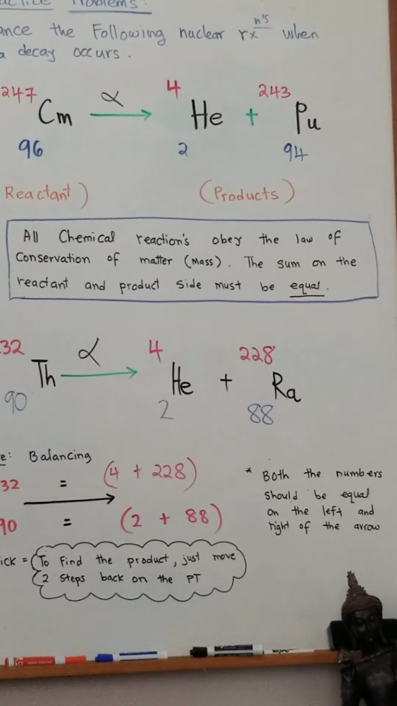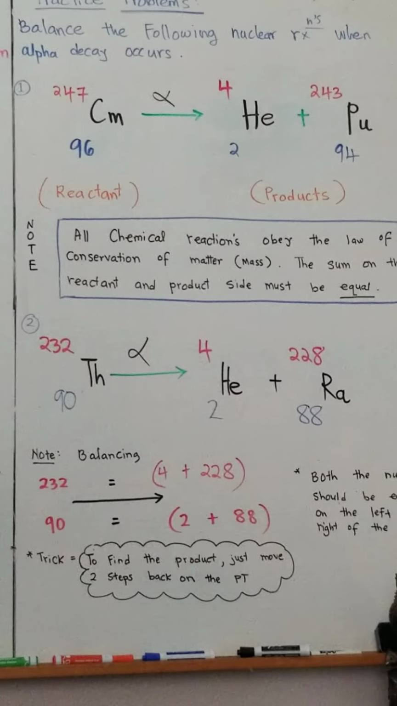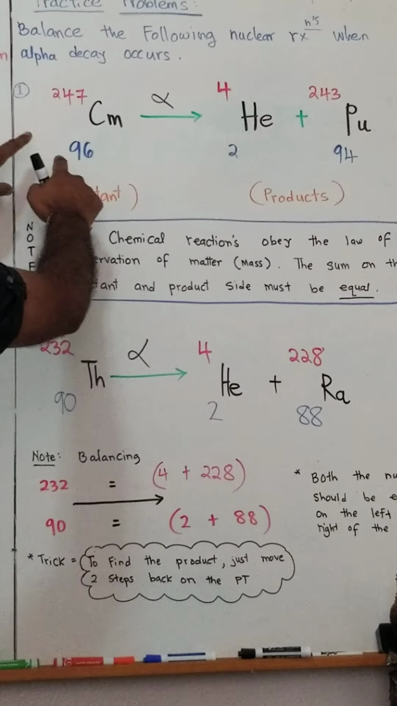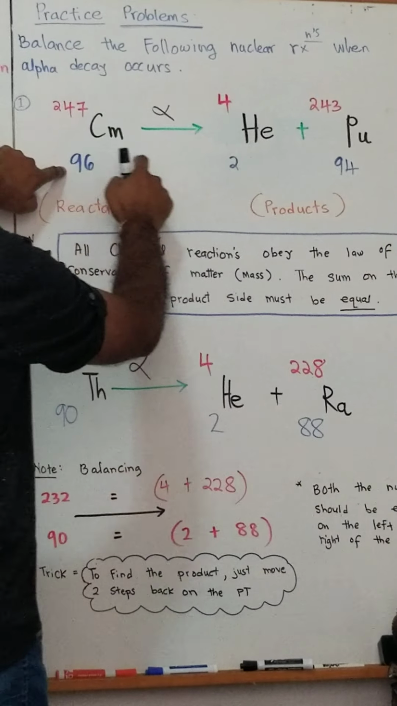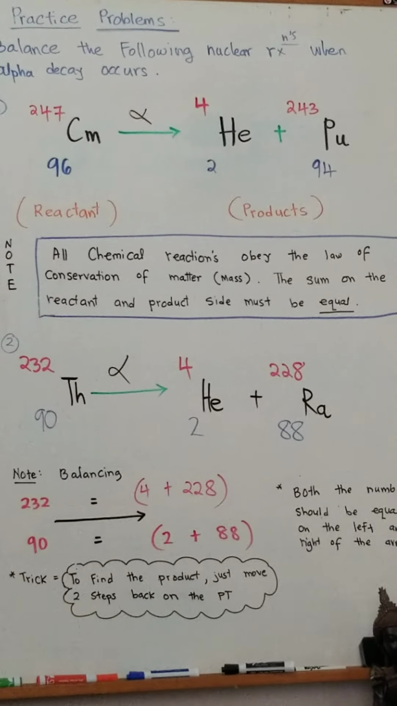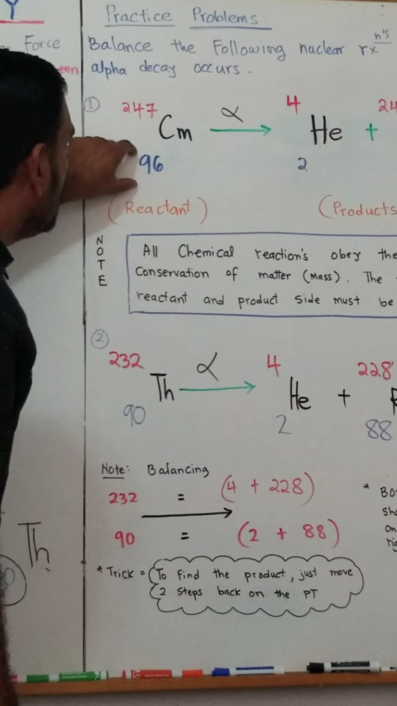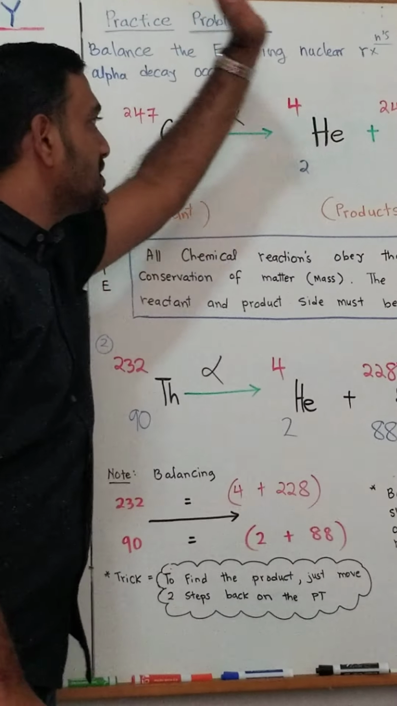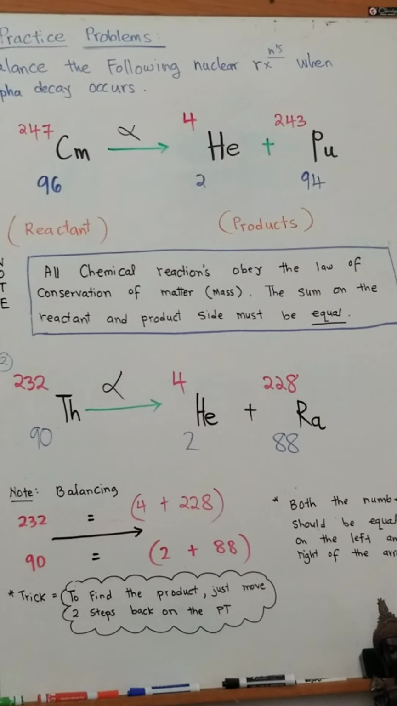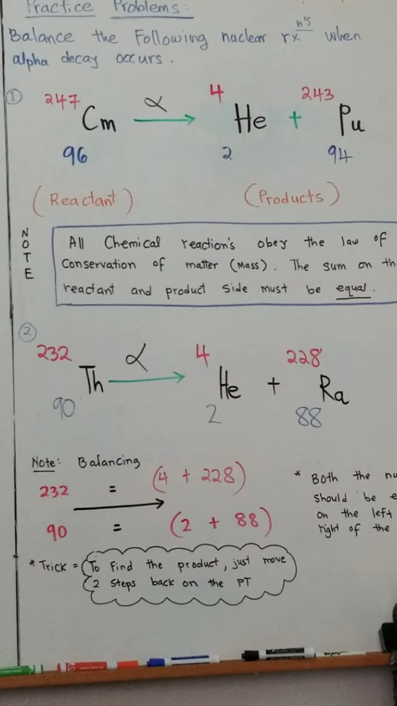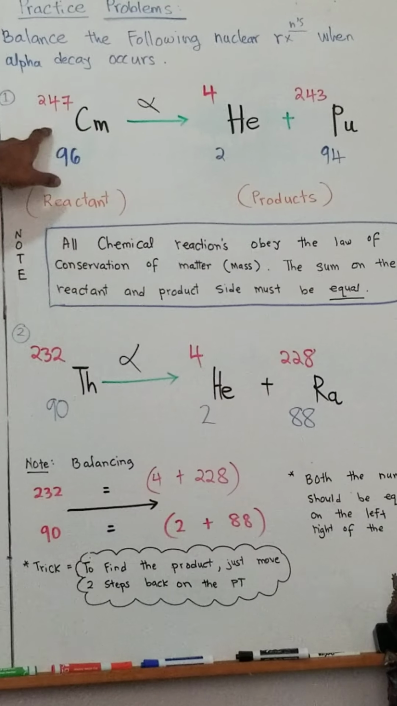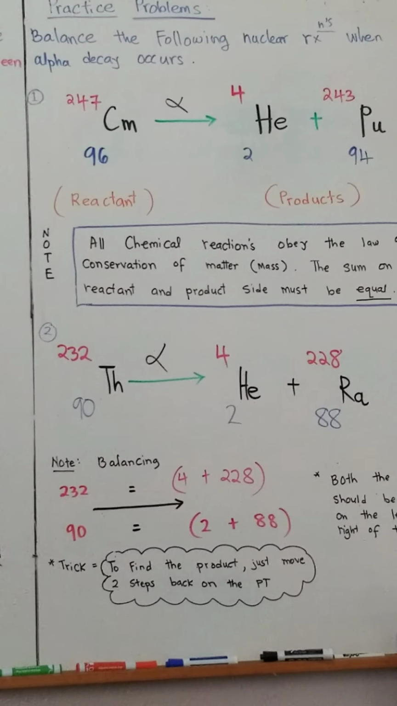Now, quickly, both the numbers should be equal on the left and the right. 90 is equal to 2 plus 88. Let's look at our former example. 96 is equal to 2 plus 94 on the right hand side. They must be equal, both the numbers on the top and at the bottom. Left hand side of the equation versus the right hand side, they should add up, chemically add up. There is a small trick here to finding what the other element apart from the helium atom is that is going to be formed when any element undergoes alpha decay.